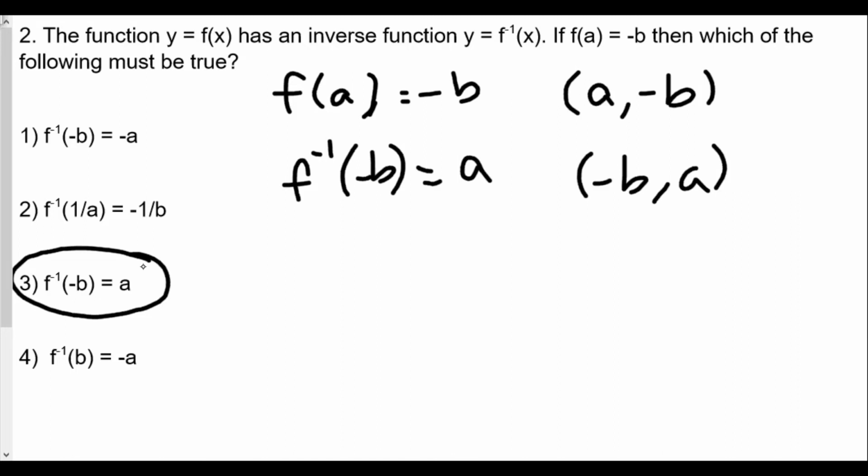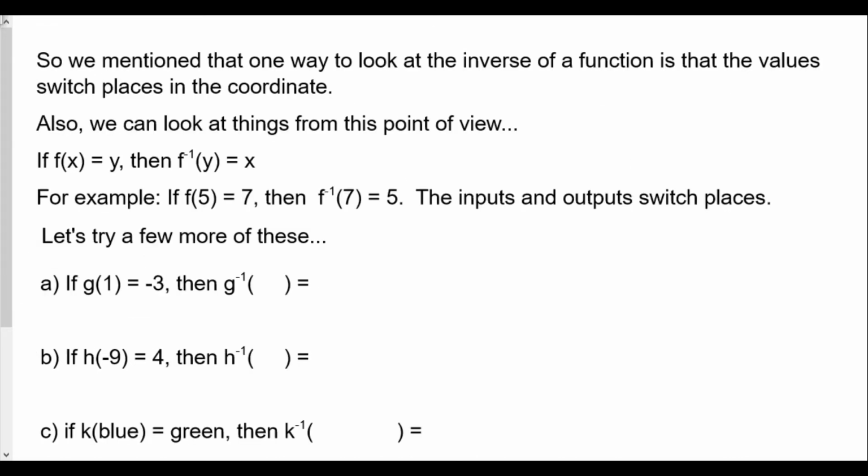Okay, so it's like switching in this case, because now negative b becomes the input and a becomes the output for the inverse. So we mentioned that one way to look at the inverse of a function is that the values switch places in the coordinate. Also, we can look at things from this point of view, that if f of x equals y, then f of negative 1 of y equals x, meaning we are plugging the output into our inverse to get back the original input. So f of 5 equals 7, then f of negative 1 of 7 equals 5. And the inputs and outputs switch places.